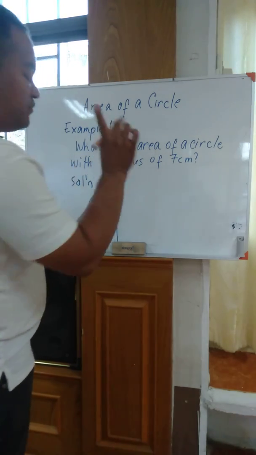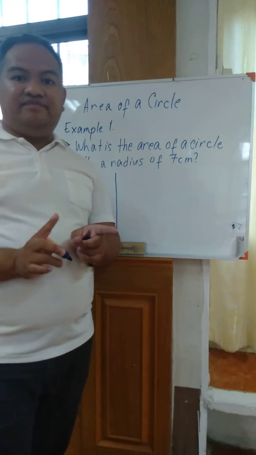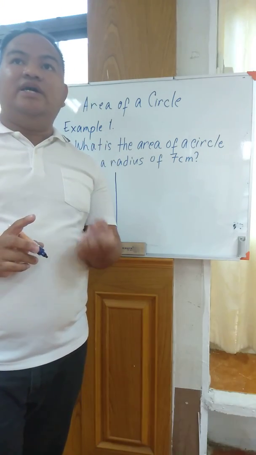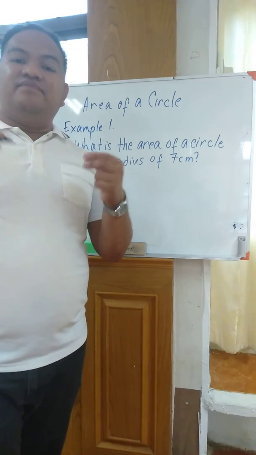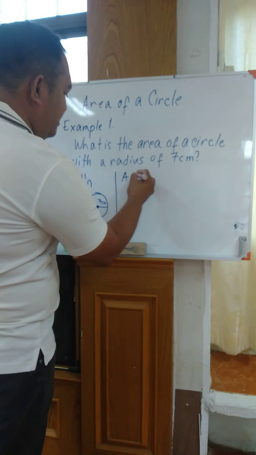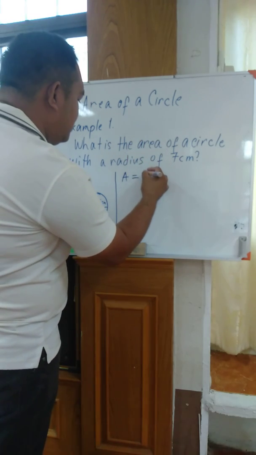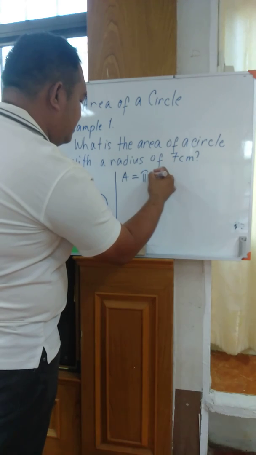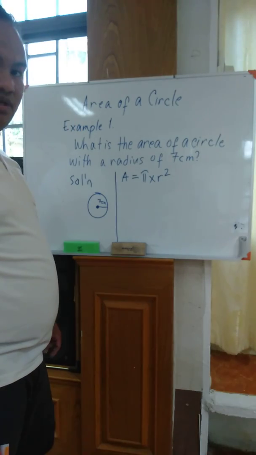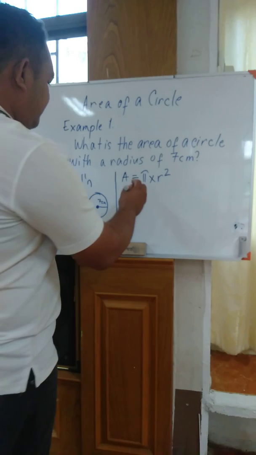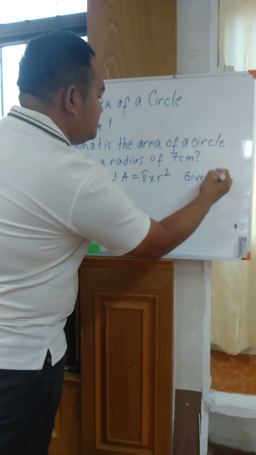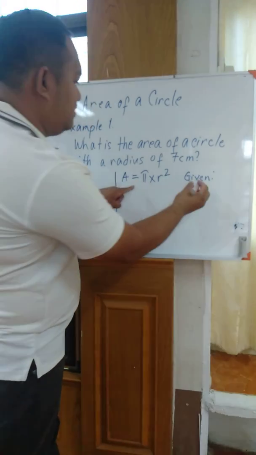Okay, so let's first find all the givens. Remember the components of the formula given a while ago in order for you to solve the area of a circle. So what are the components? A is equal to pi times r to the power of 2. Okay, so let's identify all the givens. So we could say that we have the givens. So we have pi.